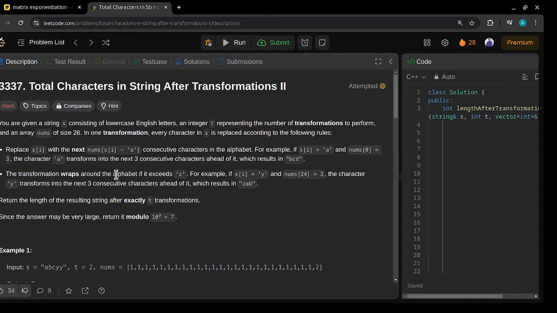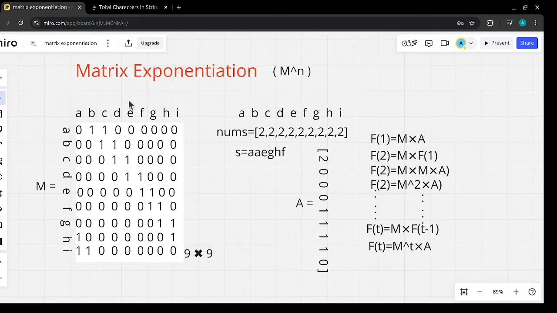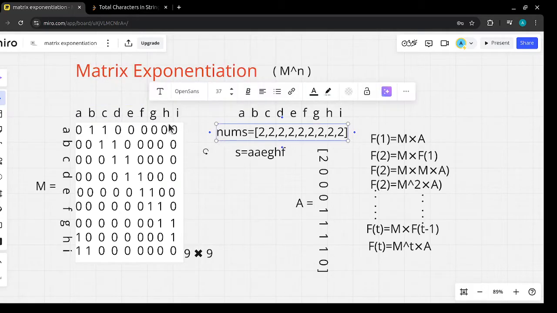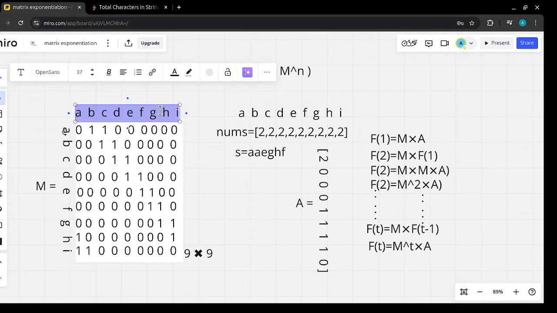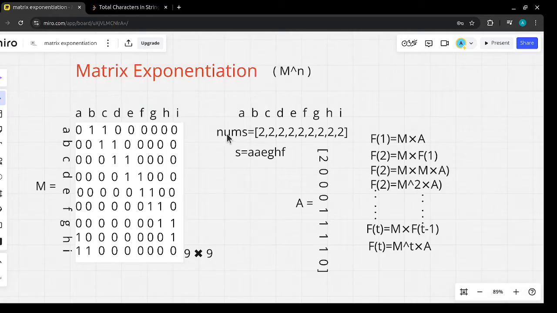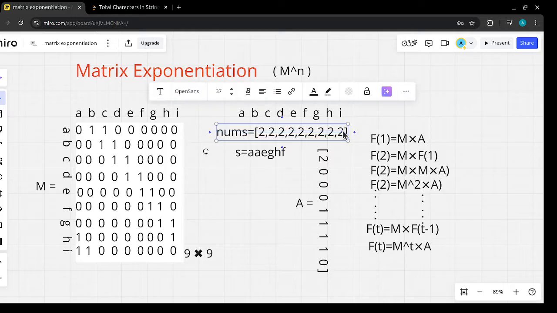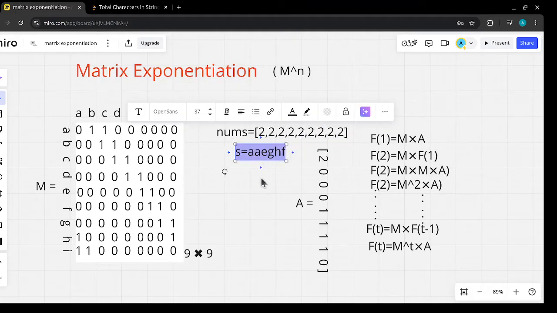I am going to discuss that solution also. This problem is easily solved by using the concept of matrix exponentiation. Let us understand the question first. For making the problem easy, let's suppose there are 9 characters only, a, b, c to i. I also have a nums array which is 2 2 2, meaning every character can be converted into the next two characters. Like a can be converted into b and c, b can be converted into c and d, and so on.